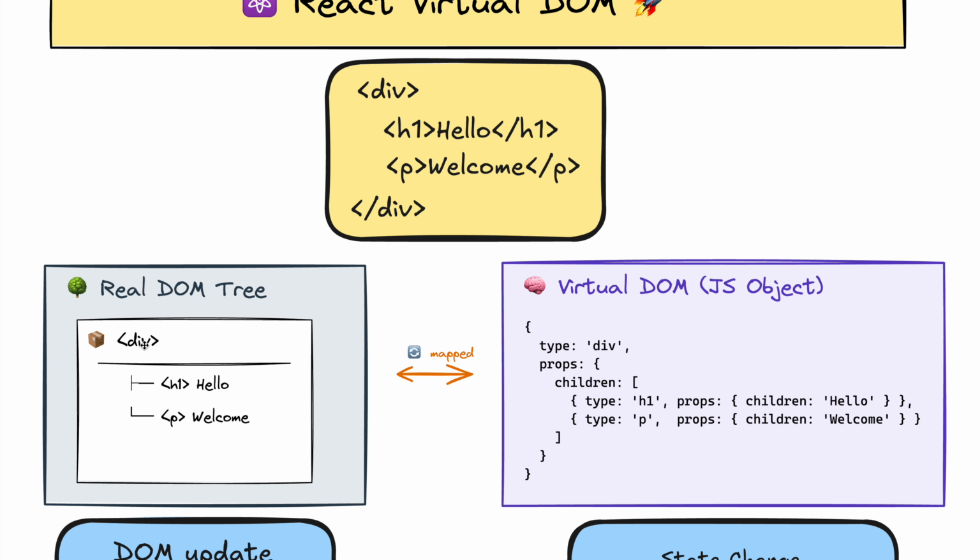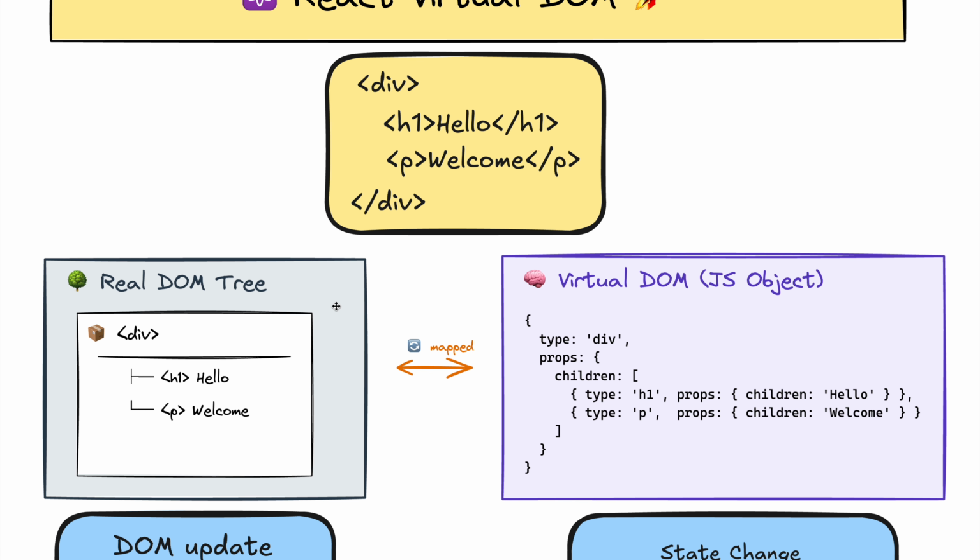So on the DOM tree side, we will have three nodes: one root node, div, which will have two children, h1 and p. And if we have more divs, then we include those as children of the root div. So that's a real DOM tree.